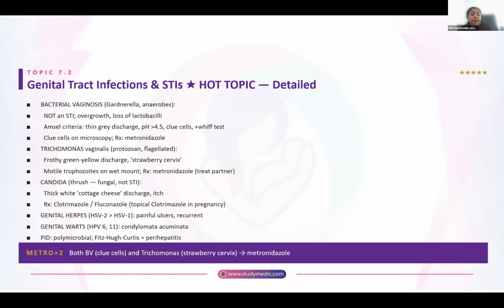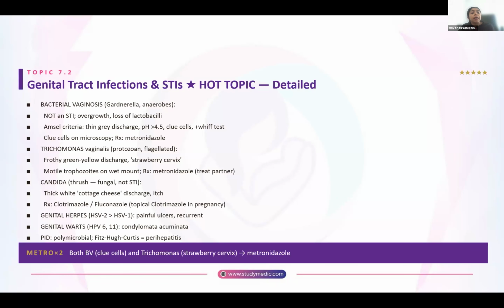Now, what are the other infections that you have to keep in mind? Genital herpes. Genital herpes, your HSV2 is more common than HSV1, and this causes painful recurrent ulcers. Next, you have genital warts. Genital warts is nothing but condyloma acuminata, which is seen with HPV 1, 6 and 11, which is your papilloma virus.